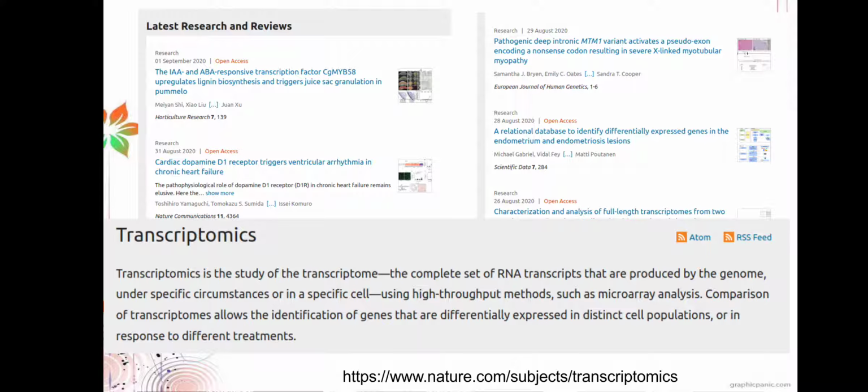So we are using high throughput methods such as microarray analysis to actually understand these transcriptomes. Comparison of the transcriptomes allows the identification of genes that are differentially expressed in distinct cell populations. So one of the ways to study the transcriptome is through comparison. We have what we will peg as a normal condition, or one condition, say a sleeping or inactive condition, then the active condition. So we usually have comparisons. And that is where the beauty here comes from.